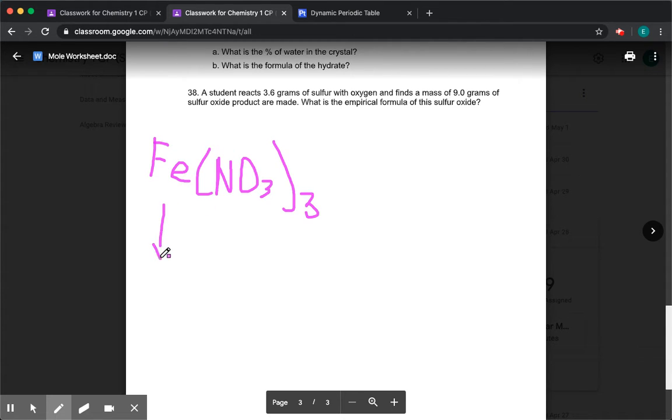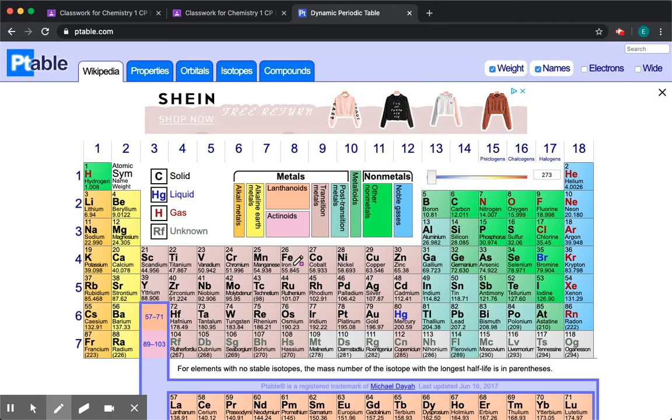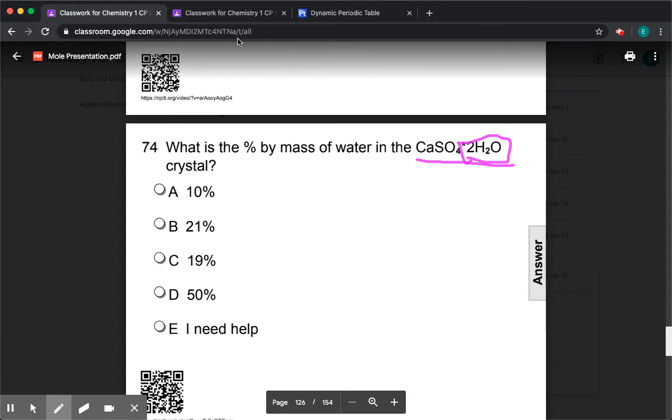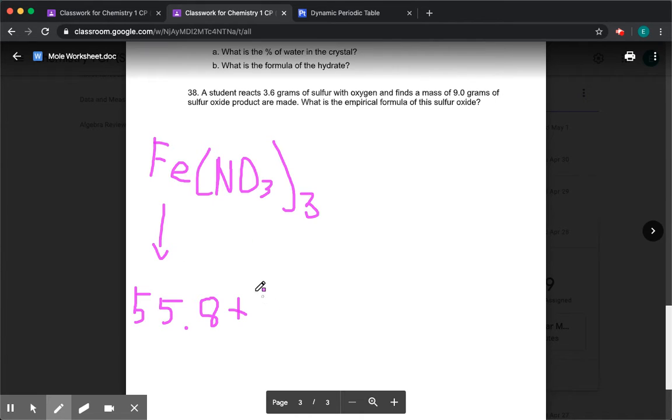So iron is what? Fe, I'm gonna call that 55.8. Plus nitrogen. Nitrogen is 14, and we only have one of them. I'm sorry, there's one iron. There are 3 nitrogens. You have 3 of the entire NO3, and each NO3 only has 1 nitrogen. So we have 3 nitrogens total.